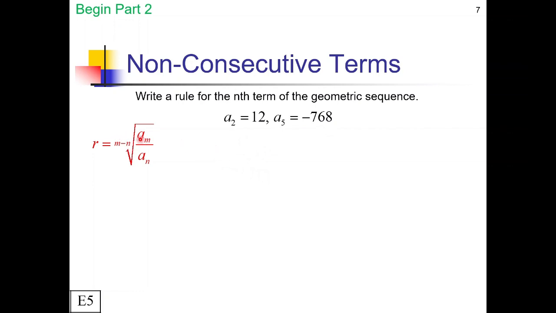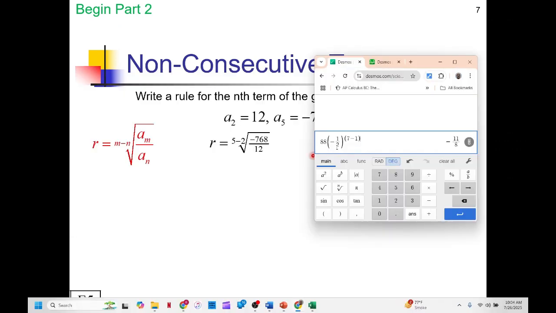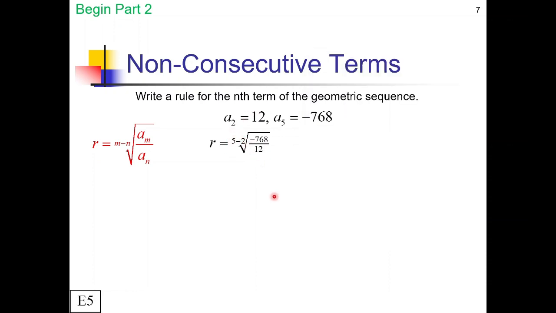All right, so let me try this out here. We're going to have the 5 minus 2 root of negative 768 over 12. That's what this is all amounting to here. And let me see what negative 768 over 12 is. I could just plug this whole thing directly into the calculator, but I don't need to do that. Let's just take it in steps here. So negative 768 divided by 12 comes out to negative 64, and 5 minus 2 is 3.